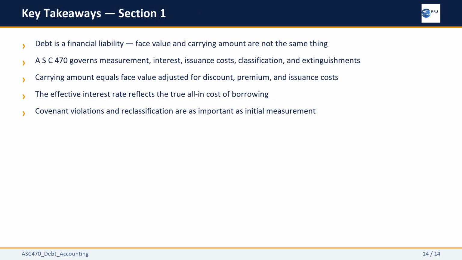Let us bring Section 1 together. Debt is a financial liability representing a true economic obligation, not simply the face value on a note. ASC 470 and its related standards ensure the balance sheet reflects that obligation accurately at every reporting date. The carrying amount will almost always differ from face value because of discounts, premiums, and issuance costs, and those differences are resolved through interest expense over the debt's life.